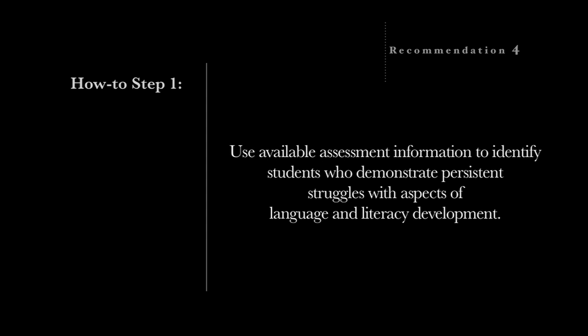How-to Step 1 under the recommendation addresses assessment, while How-to Steps 2, 3, and 4 discuss small group instruction. Let's talk first about assessment. How-to Step 1, use available assessment information to identify students who demonstrate persistent struggles with aspects of language and literacy development, suggests that you use available assessment information to identify which of your students demonstrate persistent struggles with literacy and language development. The panel suggests that you use standardized tests, district benchmark tests, as well as English language assessments for both screening and diagnostic purposes.